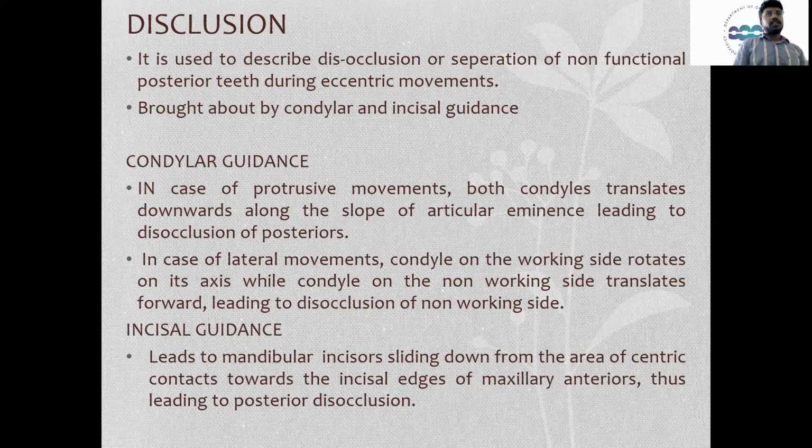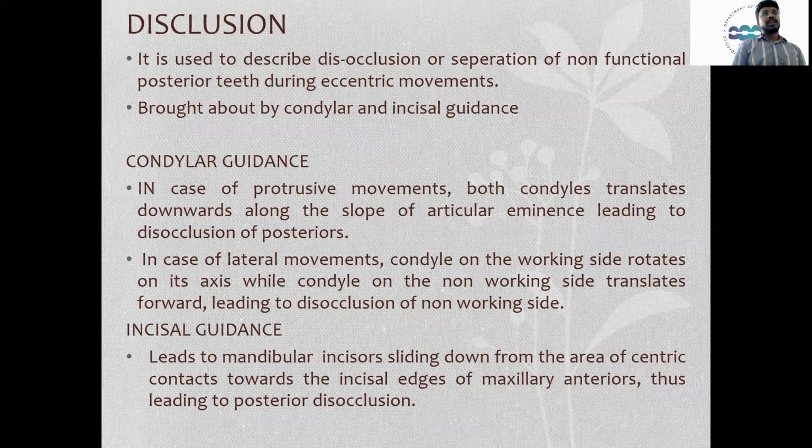In case of lateral movements, the condyle on the working side rotates on its axis. That is, there will be one working side condyle and one non-working side condyle. So the working side condyle will undergo a rotatory movement around its axis, while in the condyle on the non-working side, there will be a slight translatory movement, that is, forward movement. So what happens? On that side there will be a disocclusion.